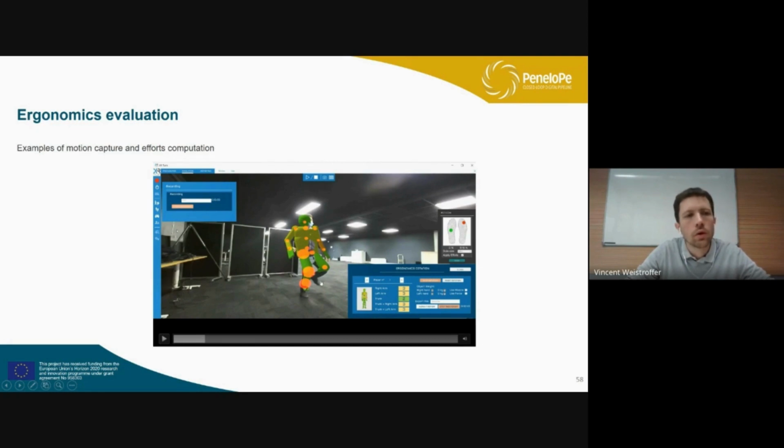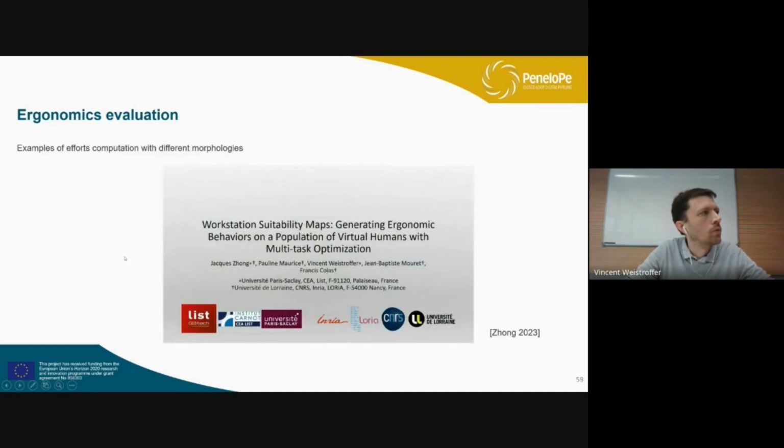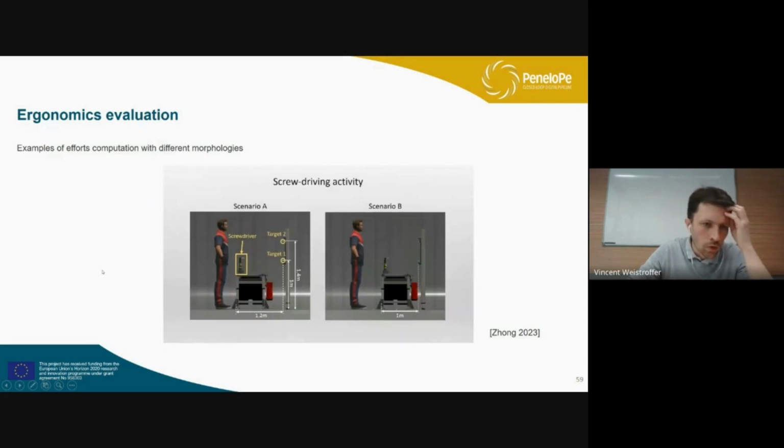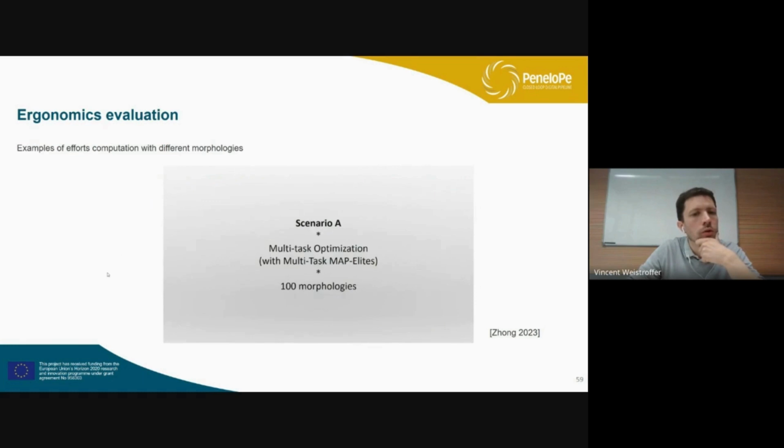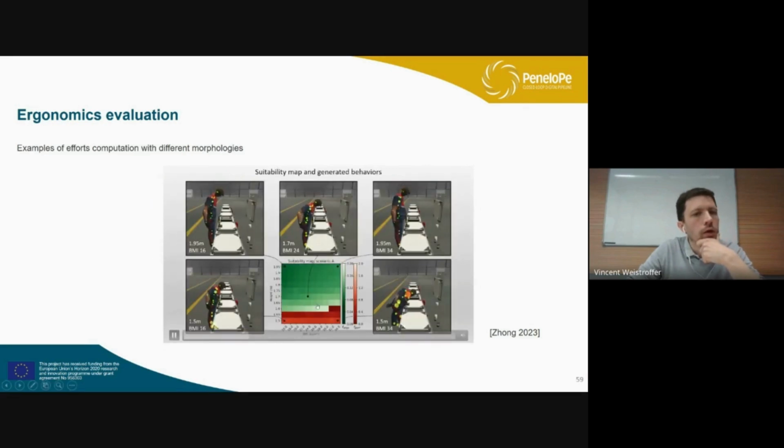That's an example of how to use effort sensors in order to compute the internal joint torques. Another example of effort computations is a contribution of another PhD student who is able to compute joint torques for different workstations and different morphologies. That's what we will see on this video here.